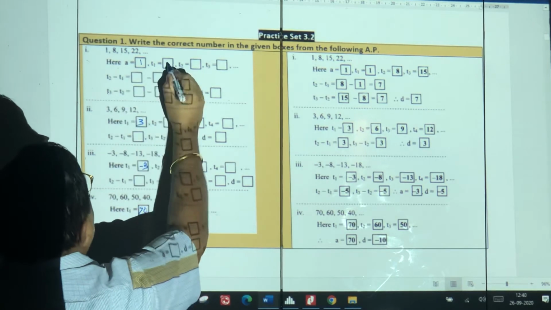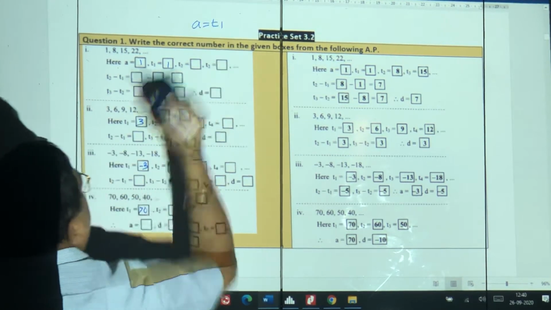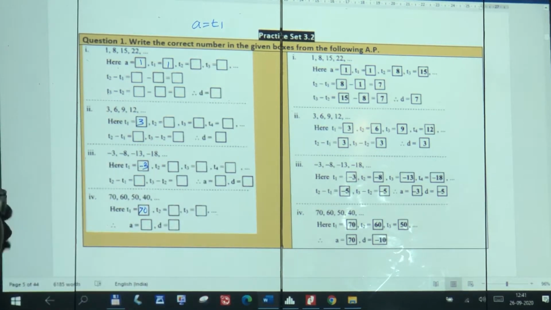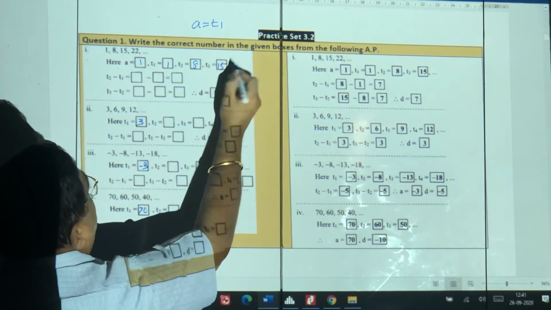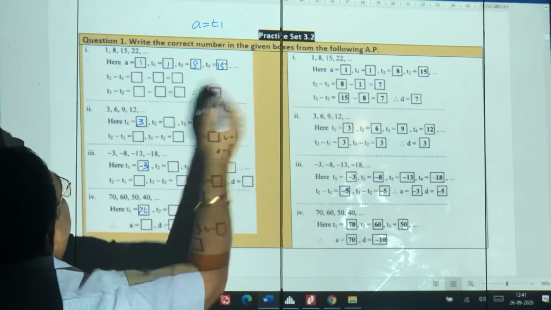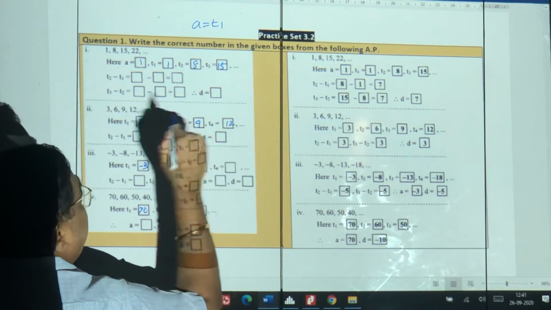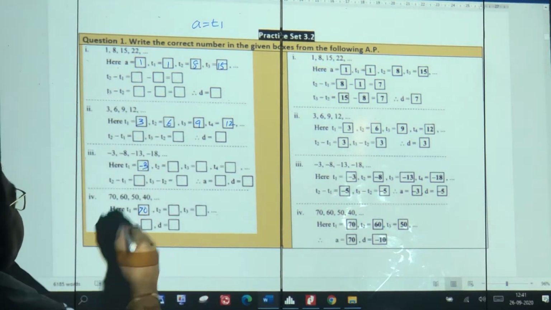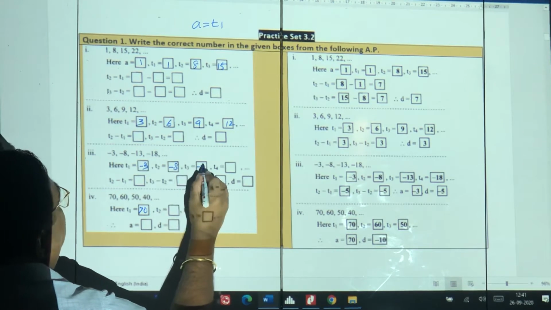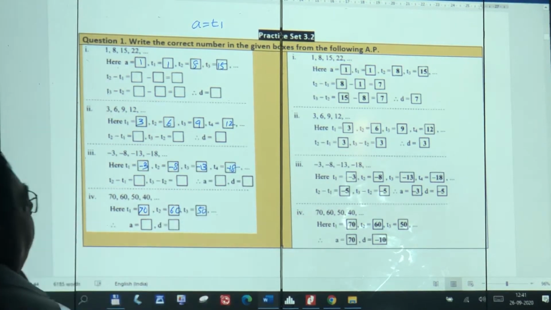So A is 1, then T1 is 1. Of course, A is equal to T1. Never forget the basic rule. They try to confuse. See how they confuse. No problem. Second term is 8. Third is 15. They don't want the fourth term, don't write. So, second term is 6. Third term is 9. Fourth term is 12. Whatever is asked, you should fill. Don't fill from what you feel like. Don't draw extra boxes. Minus 8, minus 13, minus 18, 60, 50. They don't want 40. Don't give them 40.